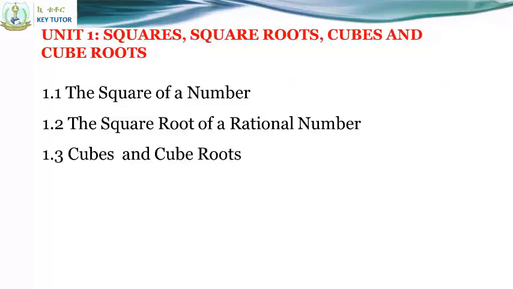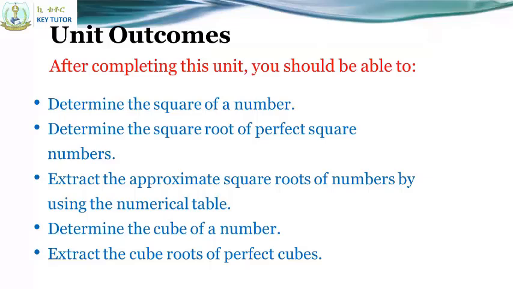In the first unit, we'll have 3 subtopics: the square of a number, the square root of a rational number, cubes and cube roots. The unit outcomes of the first unit are the following. After completing this unit, you should be able to determine the square root of a number, determine the square root of a perfect square number, extract the approximate square roots of numbers by using numerical table, determine the cube of a number, extract the cube roots of perfect cubes.